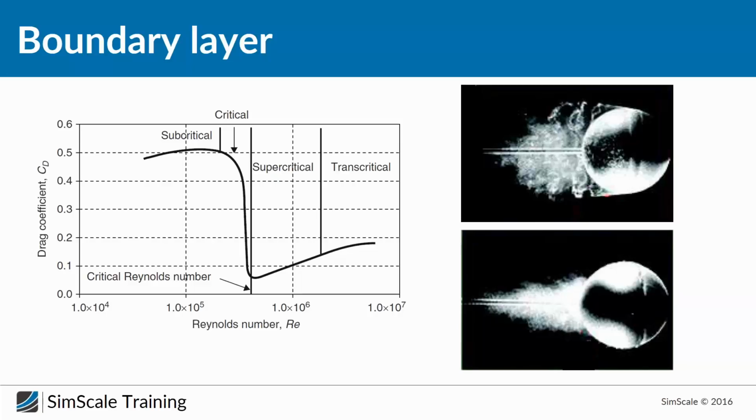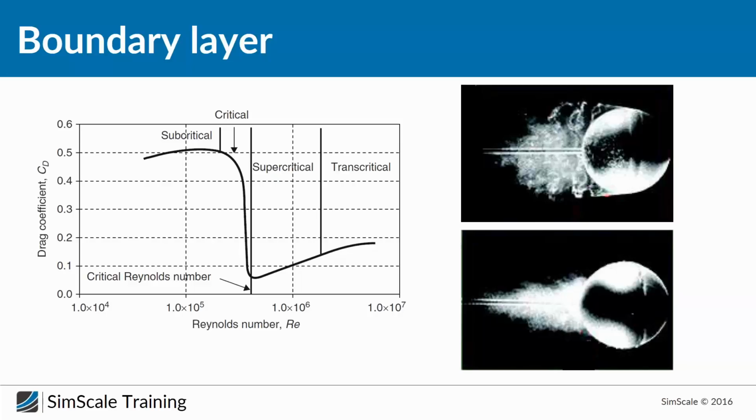Okay, and I think you now have an understanding of the influence of the boundary layer, and now let's take a look at practical things. Here on this slide you can see on the left a diagram showing the drag coefficient, so the dimensionless drag of the sphere, versus the Reynolds number.